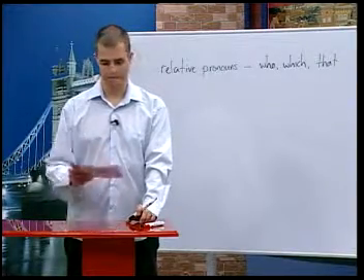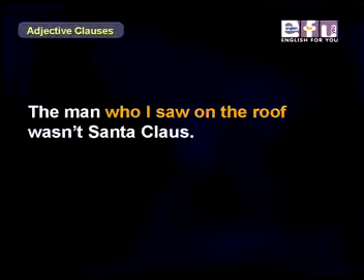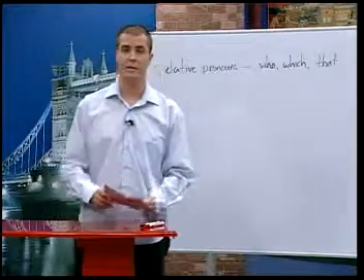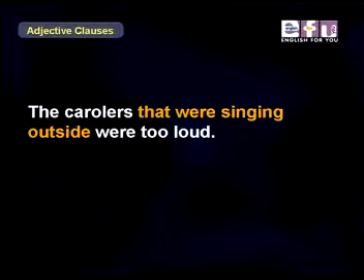The woman is who. In the second sentence, which is on top of the tree is the adjective clause, and it's introduced by the relative pronoun which, and it modifies the noun ornament. Ornament is the which. In the third sentence, who I saw on the roof is the adjective clause. It's introduced by the relative pronoun who, and it modifies the noun man. The man is who. And in the fourth sentence, that were singing outside is the adjective clause, introduced by the relative pronoun that, and it modifies the noun carolers. The noun carolers and that are the same thing.